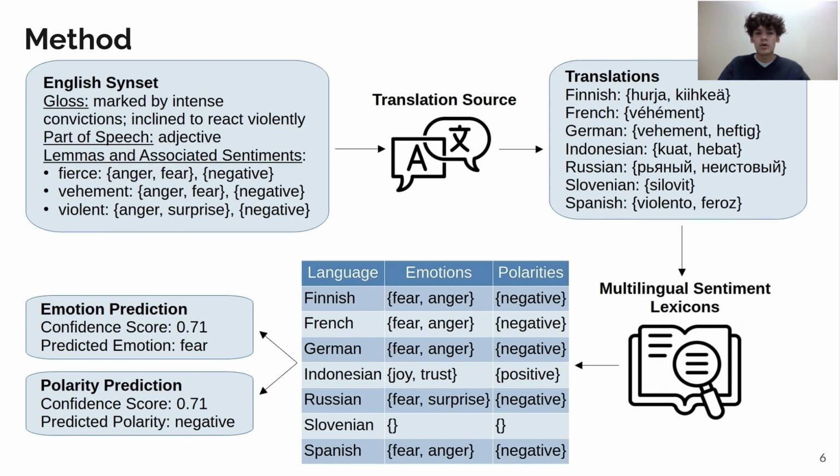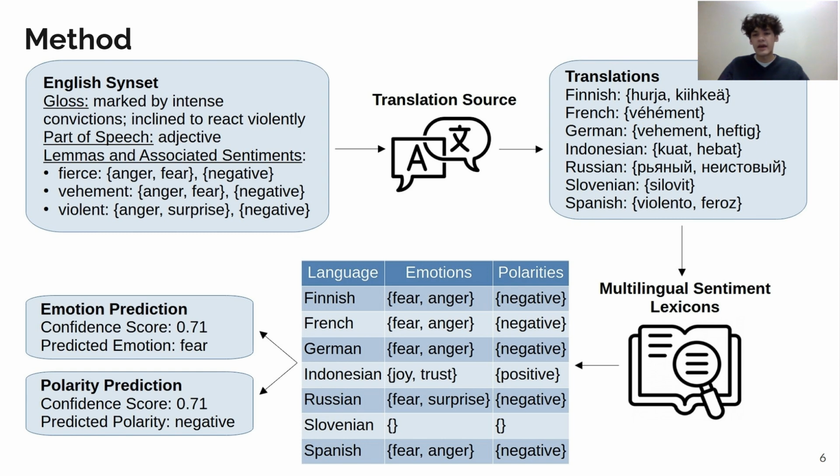To predict which emotion or polarity to associate with the synset, we see which is the most common among the table. So in this example, we find that fear is the most common emotion, and it appears in 5 out of the 7 languages. So we predict that the synset is associated with the emotion of fear, and the confidence of our prediction is 5/7, which is roughly 0.71.